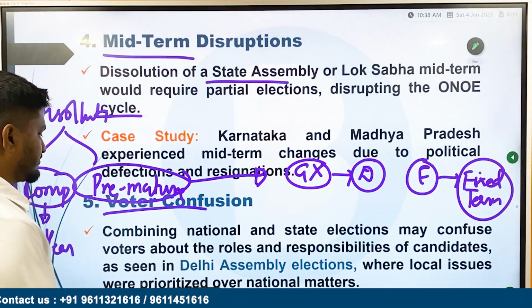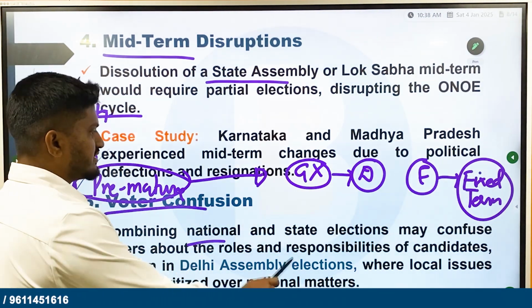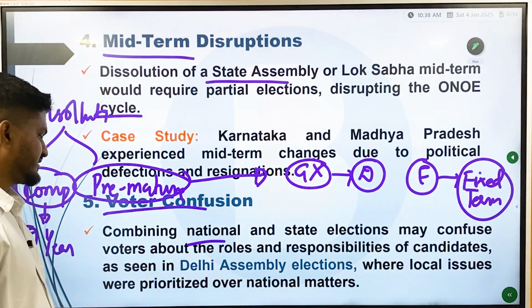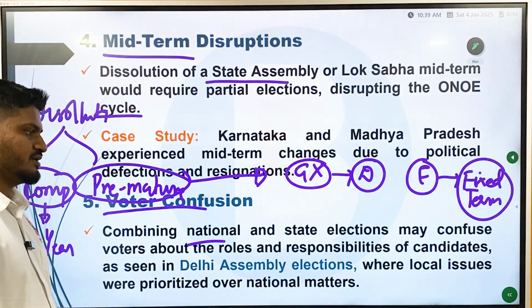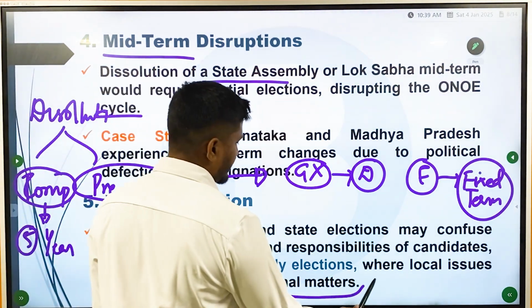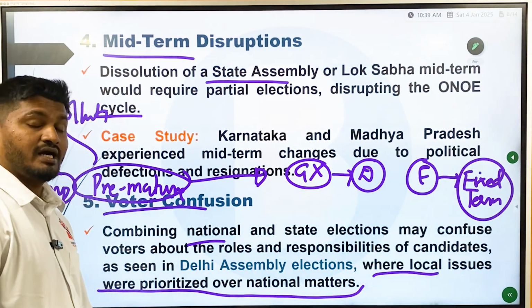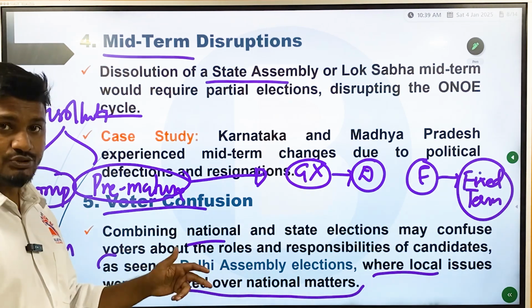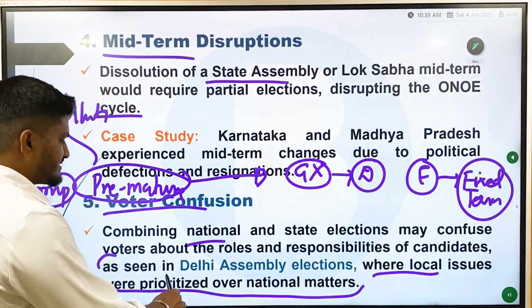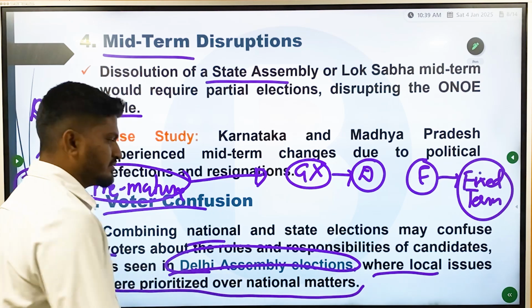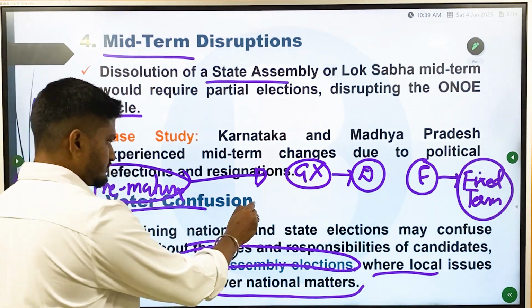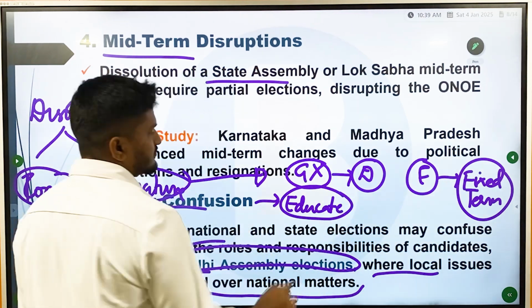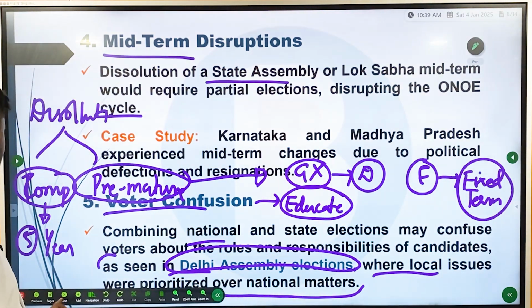Then voter confusion, that is, combining national and state elections may confuse the voters about the roles and responsibilities of the candidates, as seen in Delhi Assembly elections, where local issues were prioritized over national matters. I already discussed central issues overshadowing the state issues, but there is an example of state issues overshadowing the central issues, as seen in Delhi Assembly elections. So we need to educate voters regarding this one nation, one election.